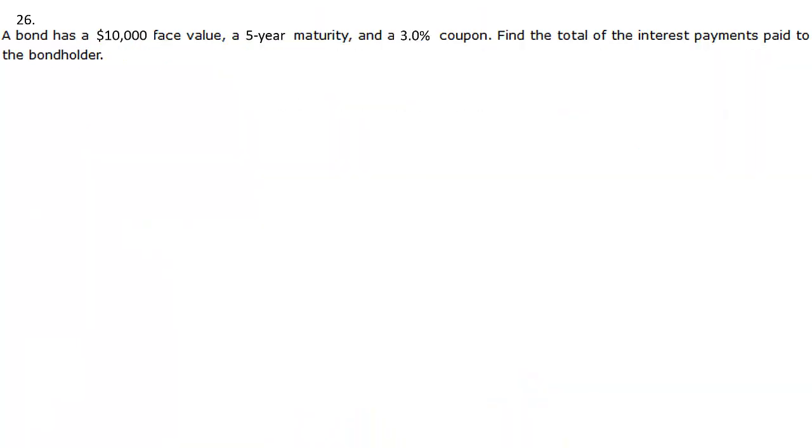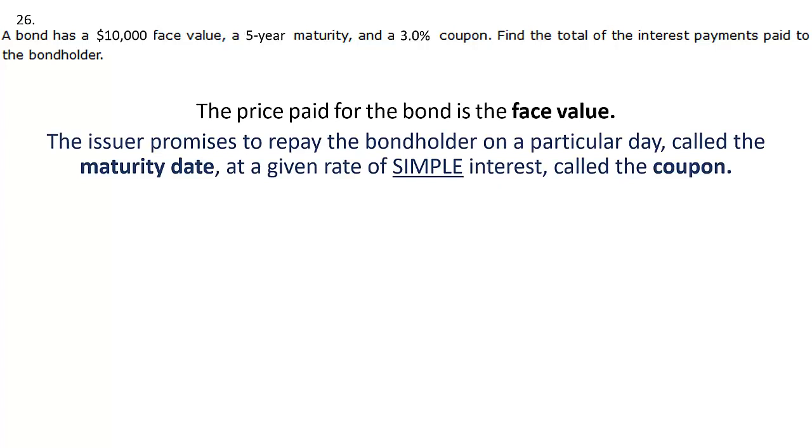Number 26. A bond has a $10,000 face value, a 5-year maturity, and a 3% coupon. Find the total of the interest payments paid to the bondholder. Now you have to know what all these terms mean. The price paid for the bond is the face value. The issuer promises to repay the bondholder on a particular day. That day is called the maturity date, at a given rate of simple interest, and that interest rate is called the coupon. So as odd as the word coupon might sound in this context, it's just the interest rate. When we say a 3% coupon, that just means 3% interest.